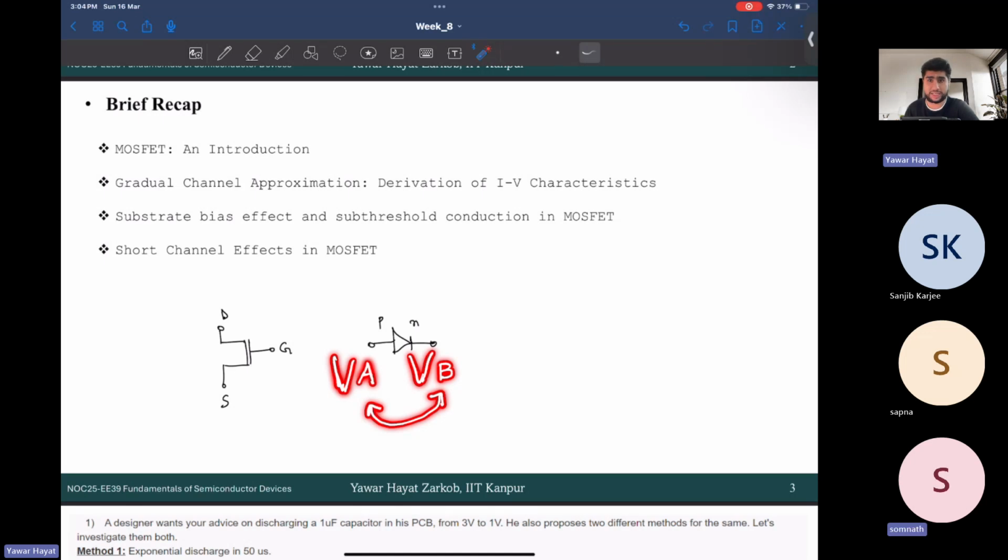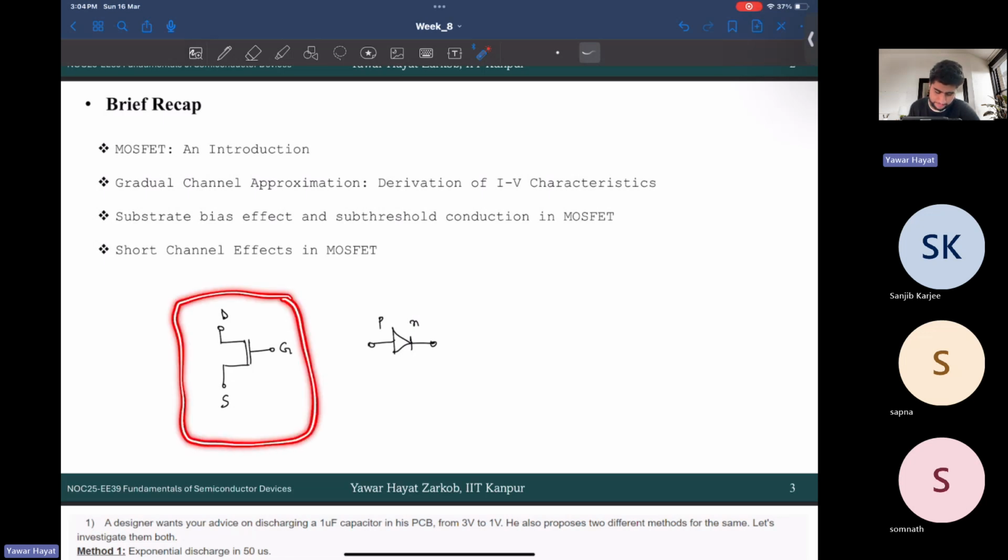Resistance is the example of a symmetrical device. Yes, a resistor is an example of a symmetrical device. Because even if you interchange the polarity, it hardly makes any difference to the circuit operation, right? The characteristics remain the same. IV characteristics remain the same. Now, what about MOSFET?